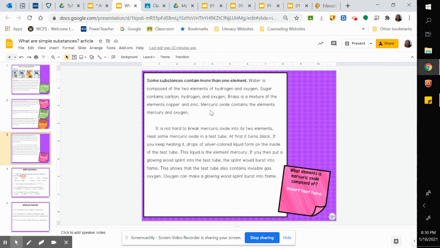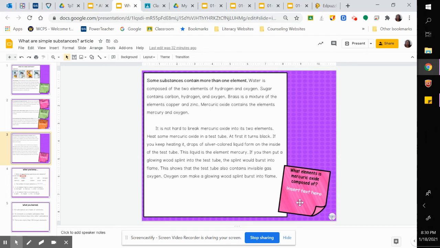Heat some mercury oxide in a test tube. At first it turns black. If you keep heating it, drops of silver-colored liquid form on the inside of the test tube. The liquid is the element mercury. If you then put a glowing wooden splint into the test tube, the splint would burst into flame. This shows that the test tube contains the invisible gas oxygen. Oxygen can make a glowing wood splint burst into flame. We're going to watch a video of that same thing later this week.